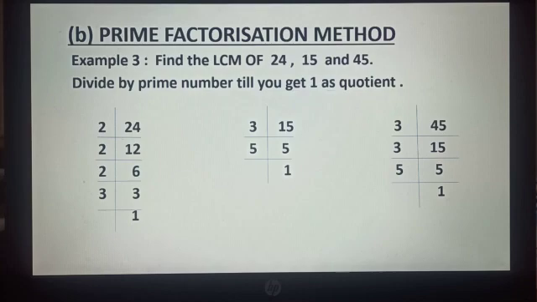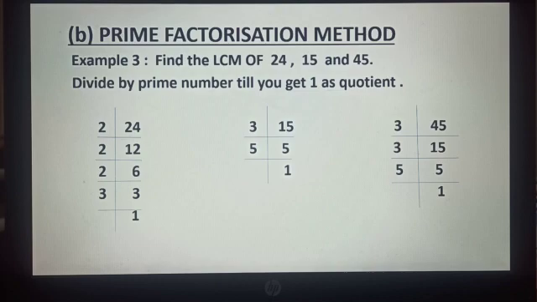First we make the prime factors of 24. 24 is divisible by the prime number 2. We are getting here 12. 12 is divisible by the prime number 2. We are getting here 6. 6 is divisible by the prime number 2. We are getting here 3. 3 is divisible by the prime number 3. We are getting here 1.